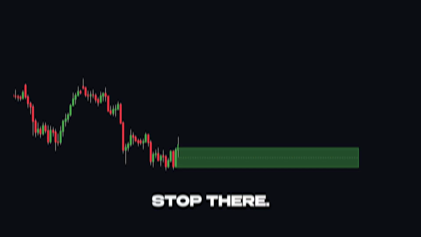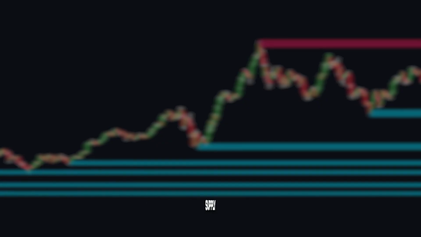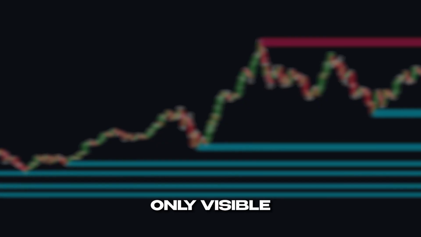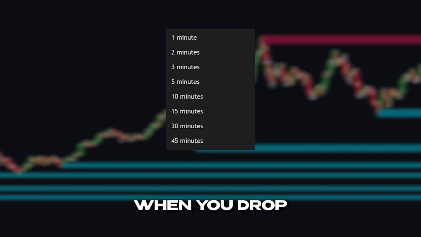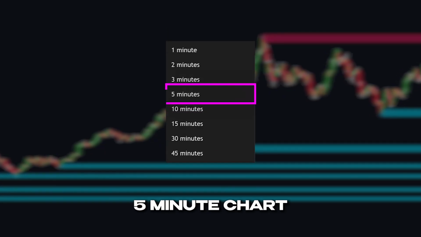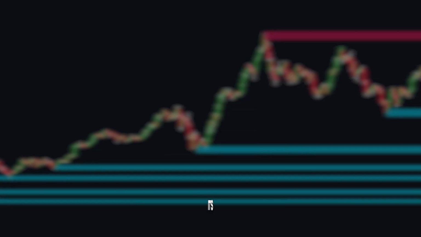But we don't stop there. Multi-time frame analysis takes this advantage to a whole new level. The most powerful supply and demand zones are often only visible on the 4-hour or daily charts. That's where institutional activity happens. When you drop down to the 15-minute or 5-minute chart and watch price react to a higher time frame zone, it's not a coincidence. It's opportunity.